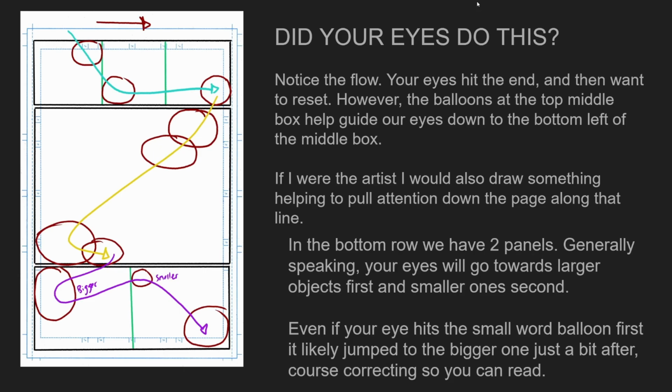Even if in the bottom row, your eye went to the smaller one first, I'm willing to bet it immediately jumped over to the big one after a second, because your brain immediately understands, oh, I'm not supposed to be here. I need to go to the big one. It's big for a reason. When it comes to demanding attention, the bigger something is, the more attention it's going to grab than a small thing.